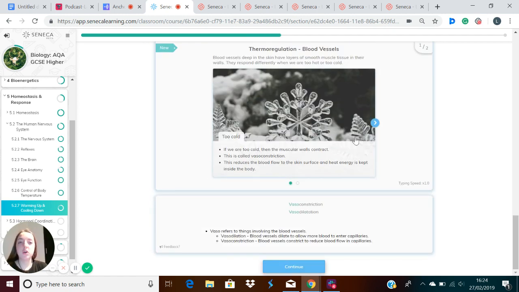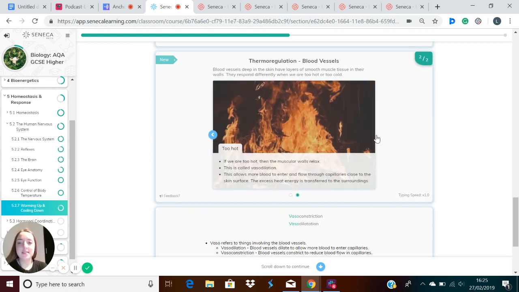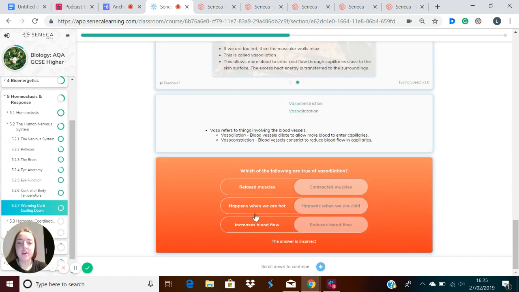Another response to cool down or heat up our body is with the blood vessels. Blood vessels deep in the skin have layers of smooth muscle tissue in their walls. They respond differently when we are too hot or too cold. If we are too cold, the muscular walls will contract, and this is called vasoconstriction. This reduces the blood flow to the skin surface, and heat energy is kept inside the body. If you are too hot, then the muscular walls relax, and this is called vasodilation. This allows more blood to enter and flow through capillaries close to the skin surface. The excess heat energy is then transferred to the surroundings.